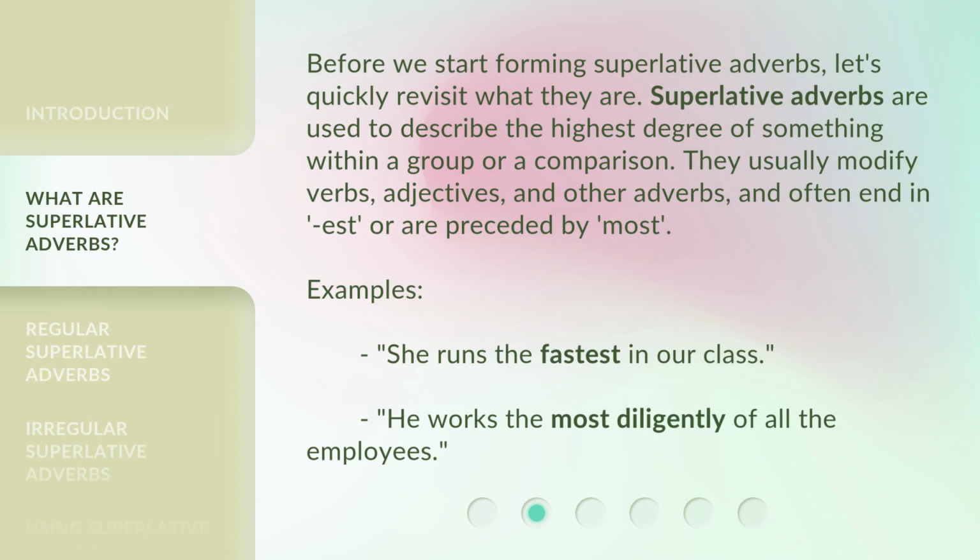Before we start forming superlative adverbs, let's quickly revisit what they are. Superlative adverbs are used to describe the highest degree of something within a group or a comparison. They usually modify verbs, adjectives, and other adverbs, and often end in -est or are preceded by "most." Examples: She runs the fastest in our class. He works the most diligently of all the employees.